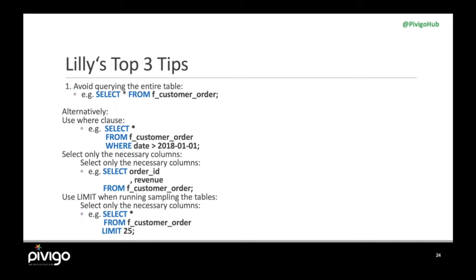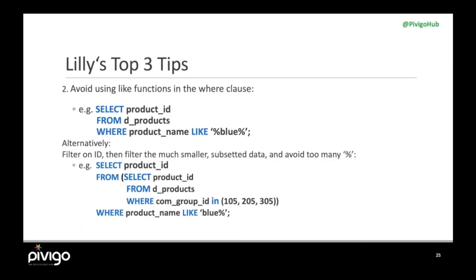To avoid doing this, think about what data that you need for your output. Then, try using a where clause or selecting only the necessary columns. Ideally, use a combination of column selection and where clause filtering. Finally, if you just want to sample the tables to see their contents, use limit at the end of your query to only display a limited amount of records.